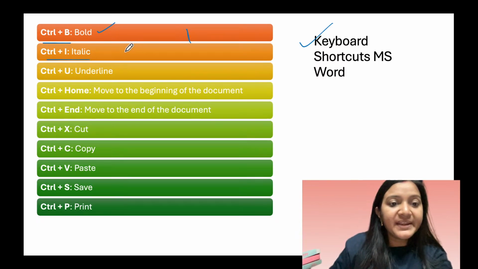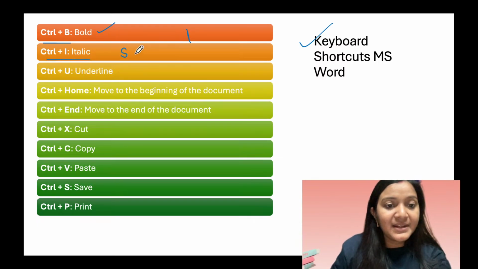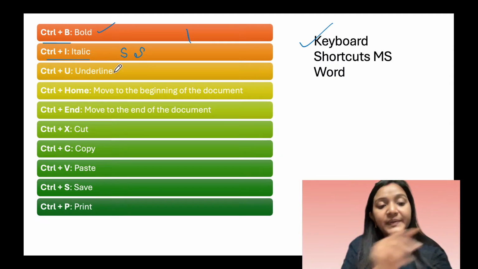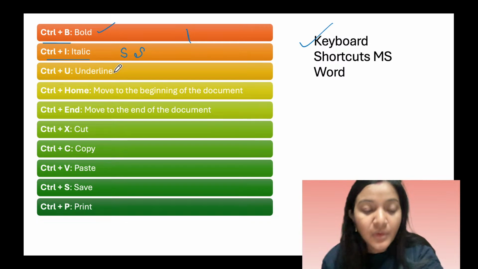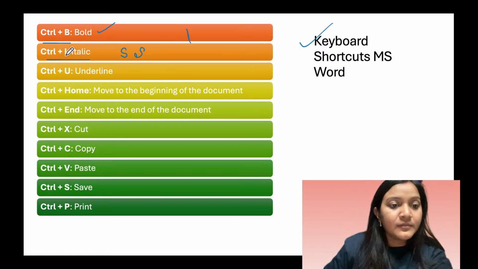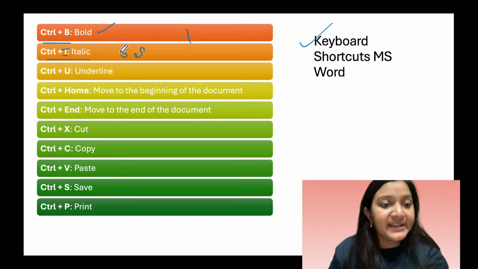Italic means you know something is written like this. Let's say S is written like this. It will be slanting like this. So that is italic. You select the text, then you press Control key and I key. This is I. We write I like this, right? So that is italic.